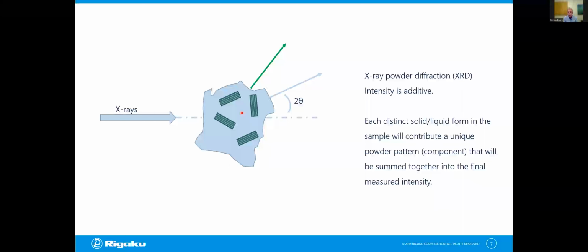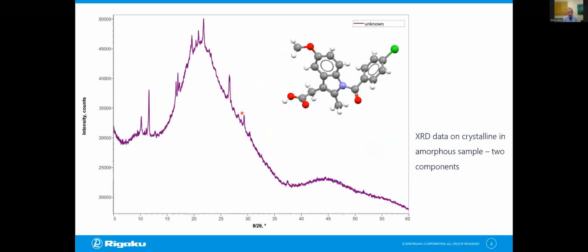So a component is a unique pattern, a powder pattern associated with a solid phase or a liquid phase within the sample, and they are all summed together to give the final measured diffraction intensity. So here's just an example of indomethacin. This was nominally an amorphous material, however, it crystallized, and so we have some crystalline peaks on top of this amorphous component. So this is a powder pattern. It's a total diffraction pattern. It's essentially spherically symmetric and captures the independent diffraction patterns from the crystal and amorphous phases.